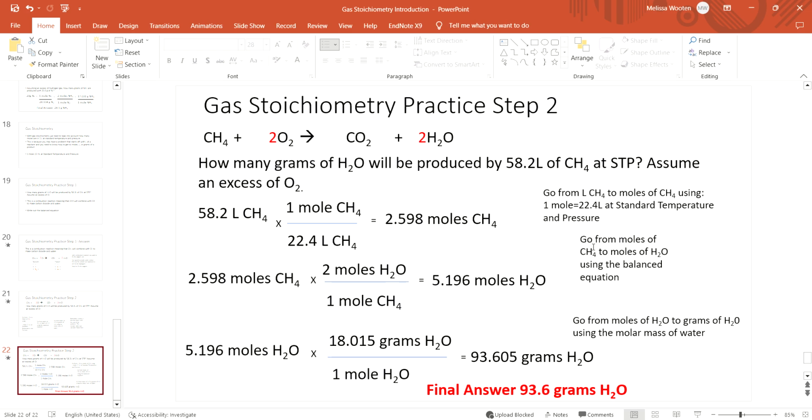You're going to go from moles of CH4 to moles of H2O using your balanced chemical equation. So these are your given moles that you calculated from liters, and this is from your balanced chemical equation. And you're going to get 5.196 moles of water. Okay. And then you use the molar mass of water to go from moles of water to grams of water. Now let's look to make sure that this makes sense. Oxygen's about 16, hydrogen's about 1, so if I calculate 18.0 something, that's about right.